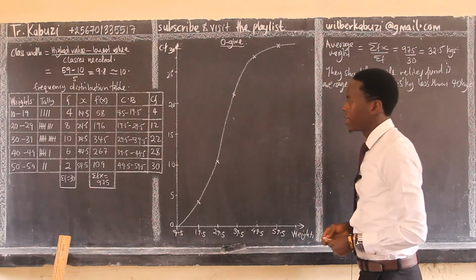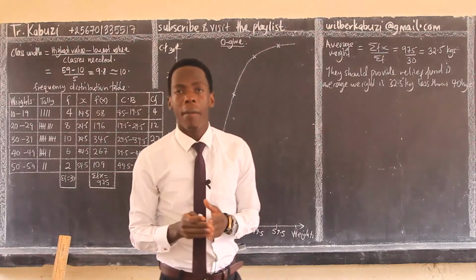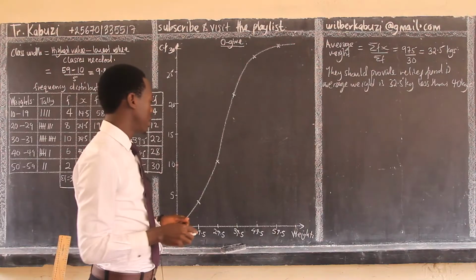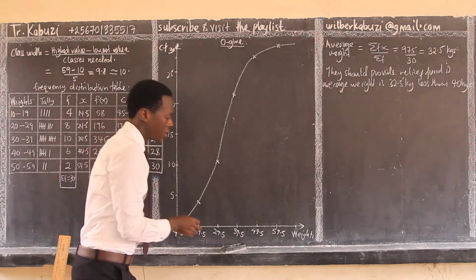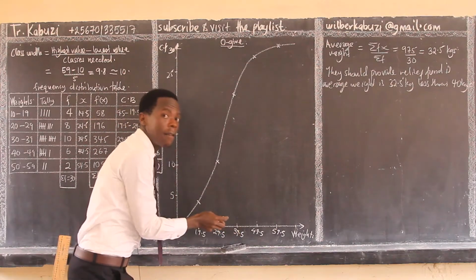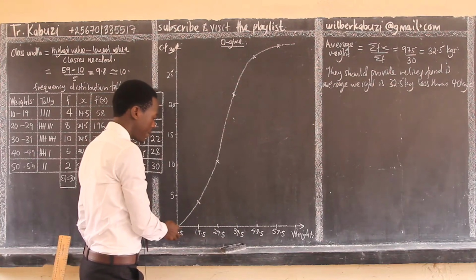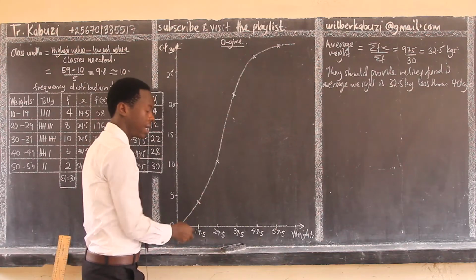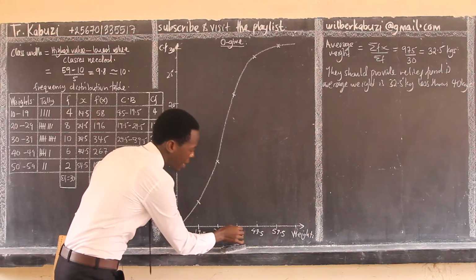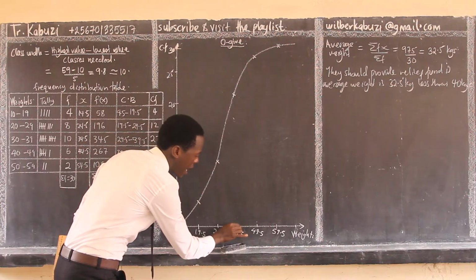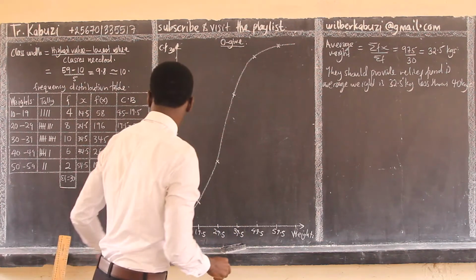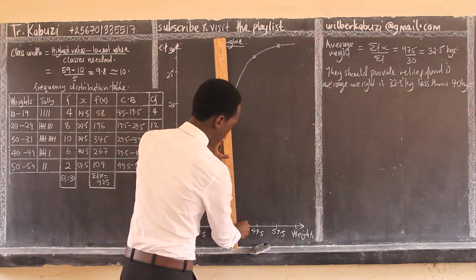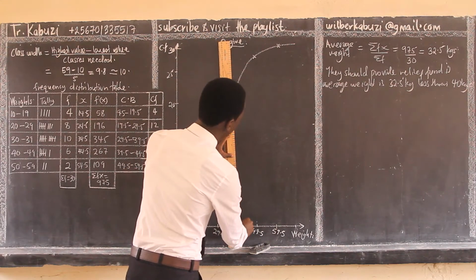So now, what else are we remaining with? Now we want to know how many students or how many children are below 40 kilograms. So now we come here and we read off our 40. Remember here I'm using 10 small squares, so meaning each small square has 1. So meaning around my 40 will be there, around there. So then I want to read off the number of students. So my 40 is around there.